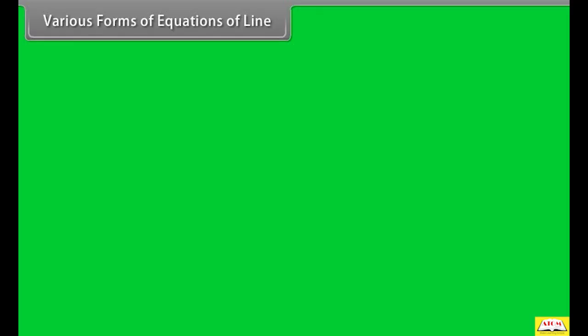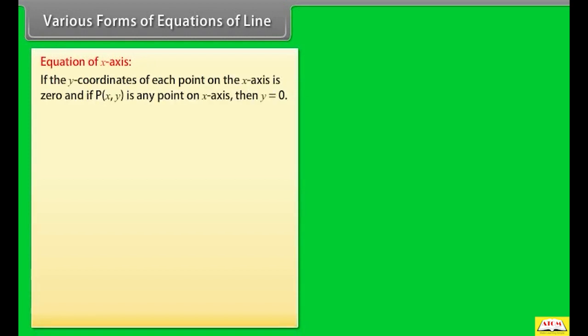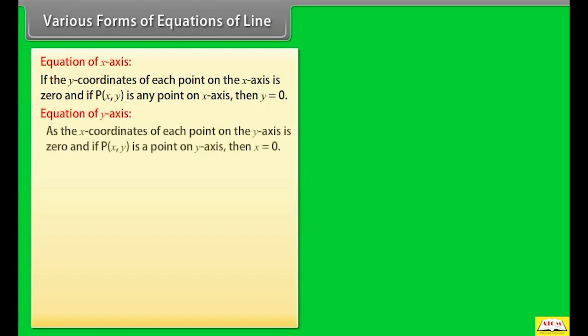Various forms of equations of line. Equation of x-axis. If the y-coordinate of each point on the x-axis is 0 and if P(x, y) is any point on x-axis, then y is equal to 0. Equation of y-axis. As the x-coordinate of each point on the y-axis is 0 and if P(x, y) is a point on y-axis, then x is equal to 0.